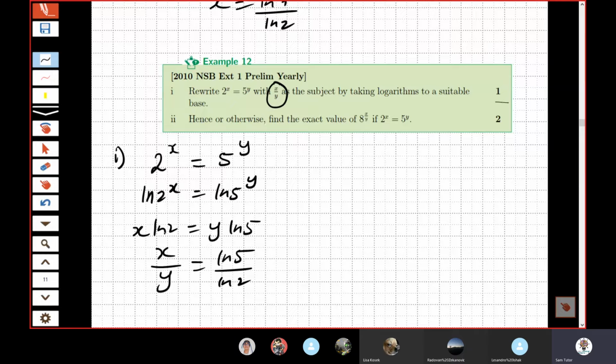Anyone have any questions there? Part ii. Hence or otherwise, find the exact value of 8 to the x on y if 2 to the x equals 5 to the y, which equals 8 to the power of what? x on y is log 5 on log 2. Just plug it into your calculator and you're done. That was easy, 2 marks.